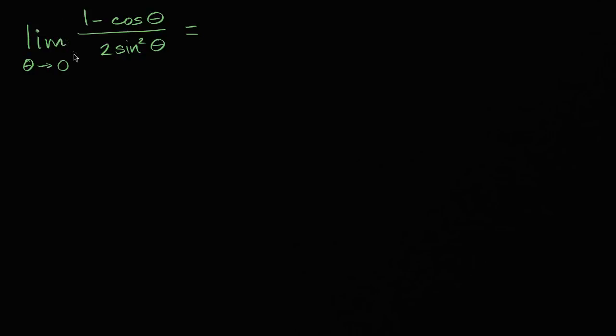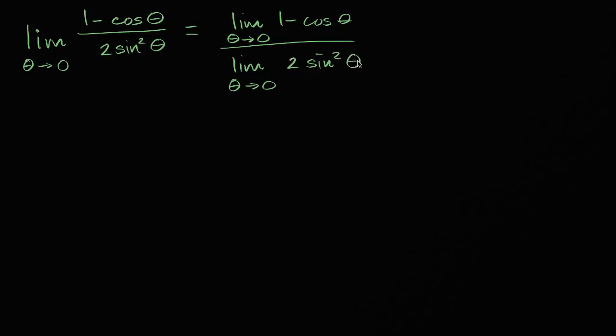Let's see if we can find the limit as theta approaches 0 of (1 minus cosine theta) over 2 sine squared theta. And like always, pause the video and see if you can work through this. All right, well, our first temptation is to say this is going to be the same thing as the limit as theta approaches 0 of 1 minus cosine theta, over the limit as theta approaches 0 of 2 sine squared theta.